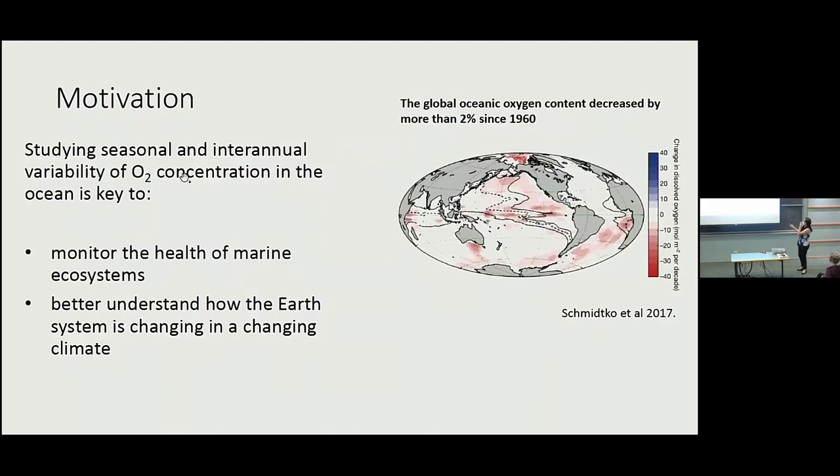Since 1960, this paper by Schmidtko et al. shows that oxygen content decreased by more than 2%. We see these red patches in the map here showing the oxygen decrease. So red is decrease. But we really want to study oxygen at different time scales from seasonal to interannual. And even for the seasonal time scales, there haven't been historically very good observations. If you think about ship measurements, ships don't go out in winter as much as summer, so we have a seasonal bias in that, besides having sparse measurements from ships observations.